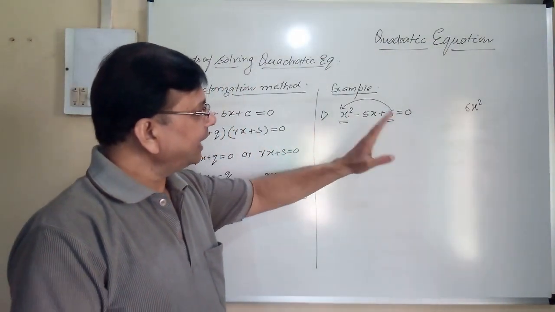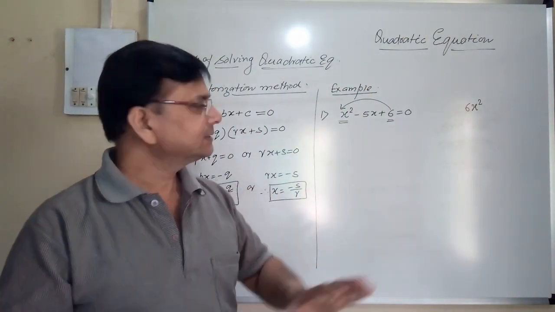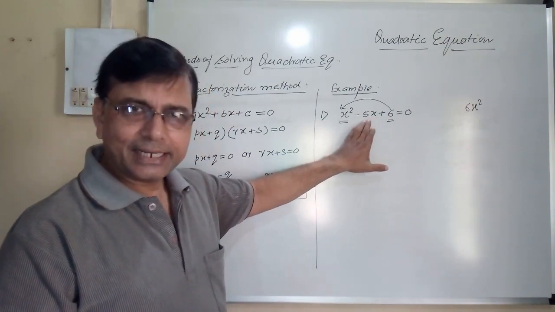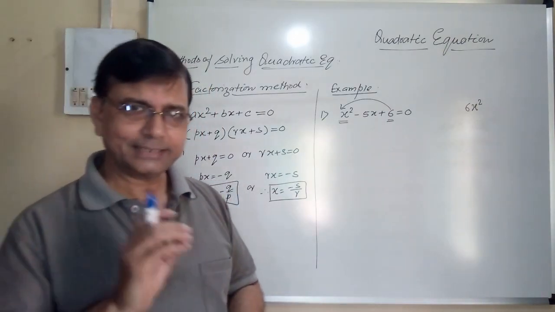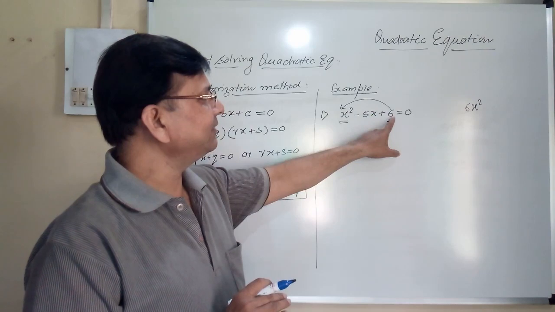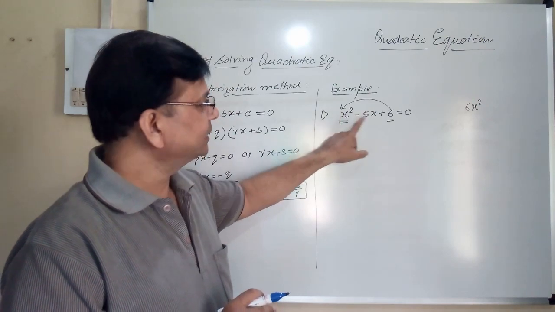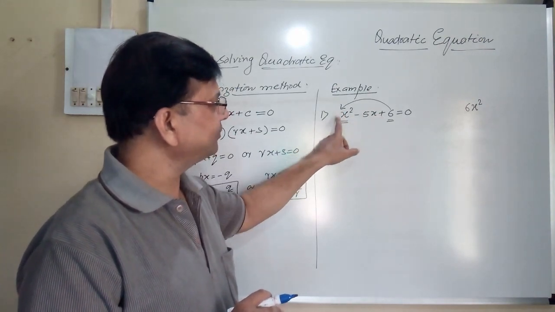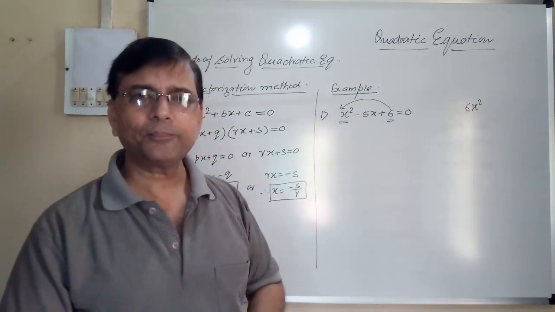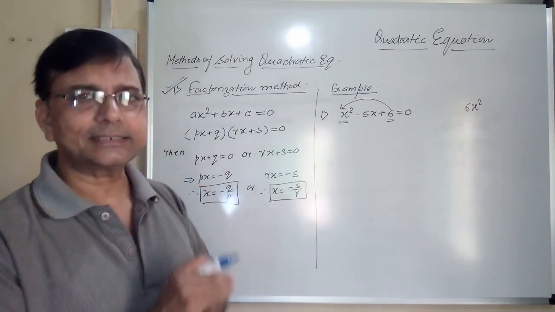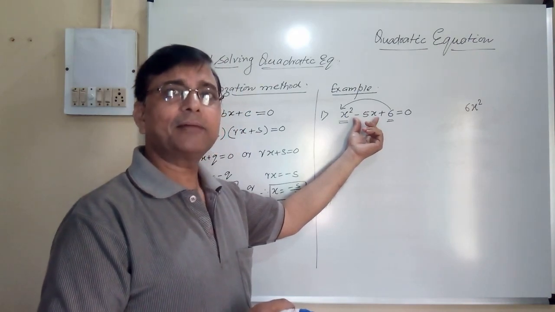Now we will factorize this 6x square in such a way that the sum will be minus 5x and the product will be 6x square. Listen once again. First we will multiply the constant term with the term that has power 2, right? Along with the sign, the plus sign we have multiplied. First we will find the product of these two, that is 6x square. Then we will factorize this in such a way that the sum will be the middle term.